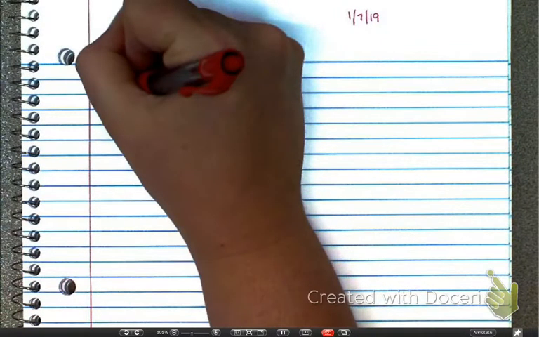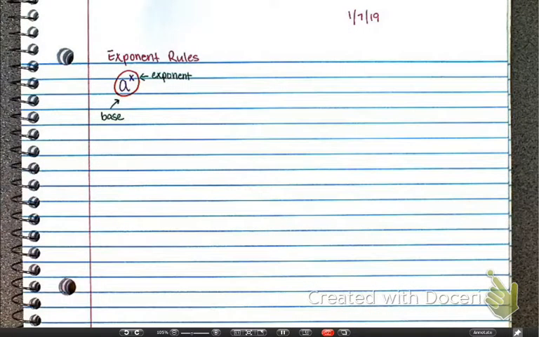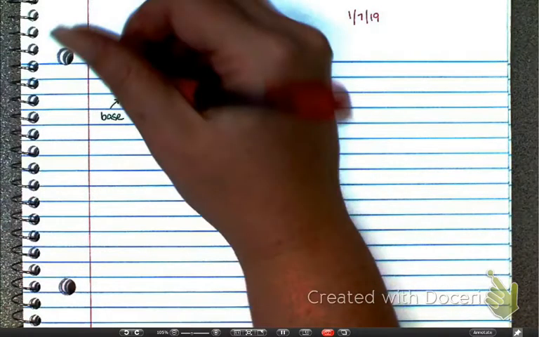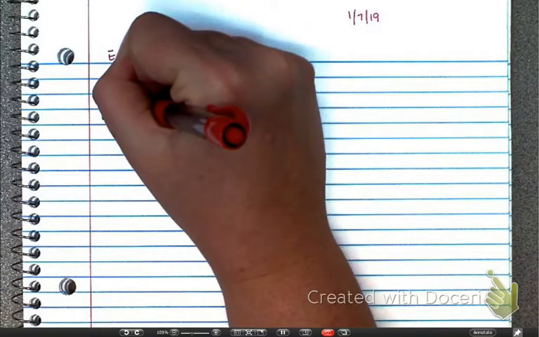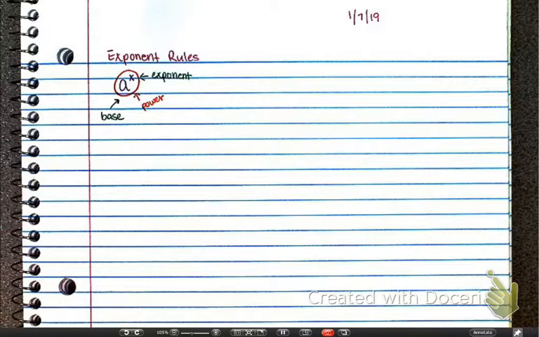And then what is a to the x known as? No? Okay. It's a power. So the whole thing is known as a power. You have a base and you have an exponent. So we may use those words as we go through, and you should know what each of them mean.